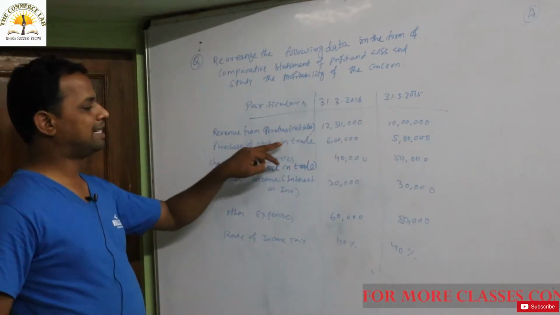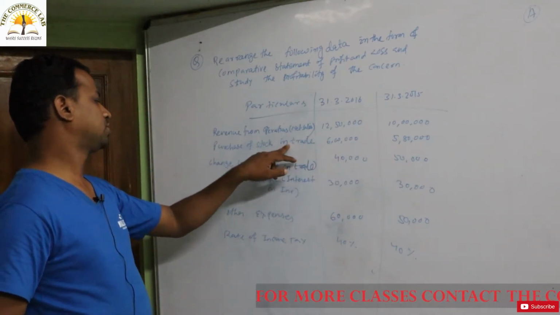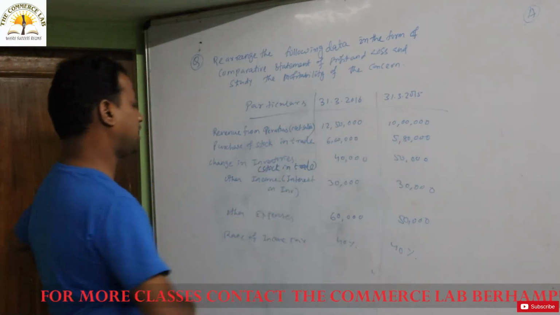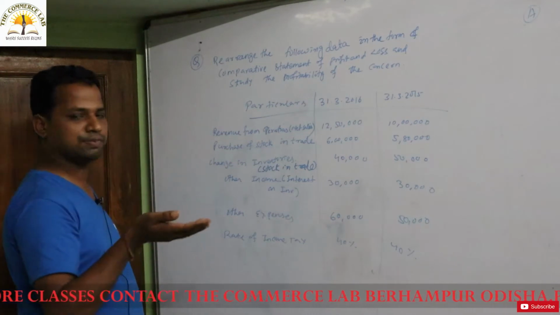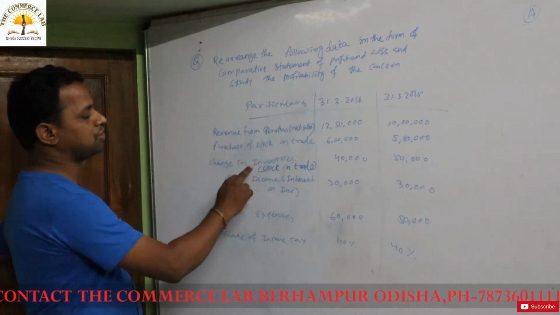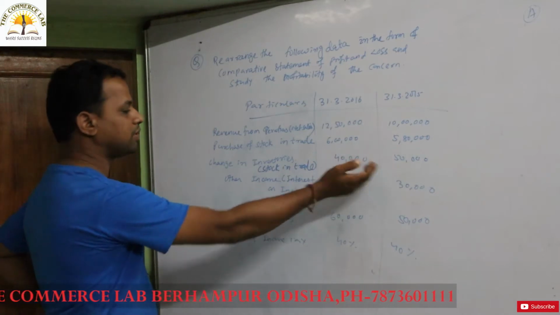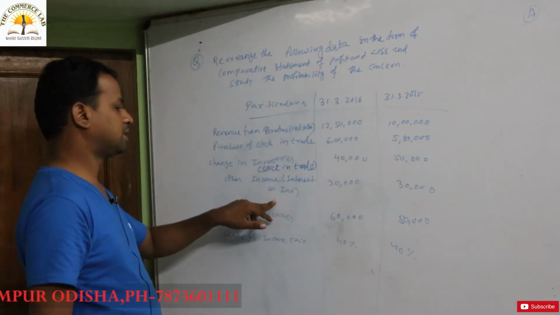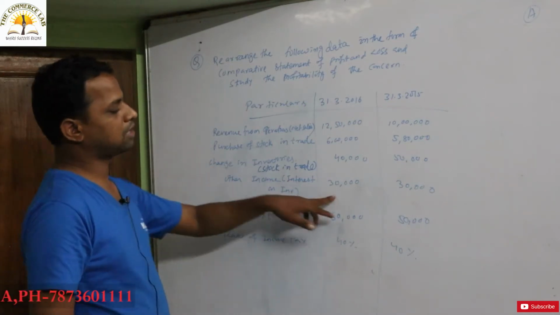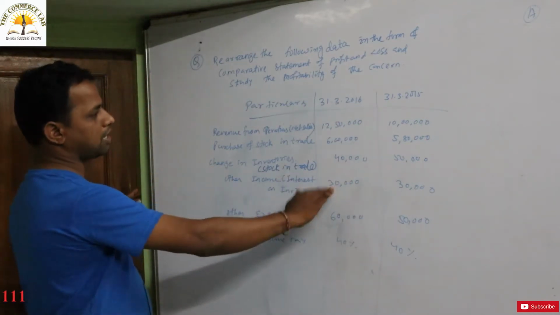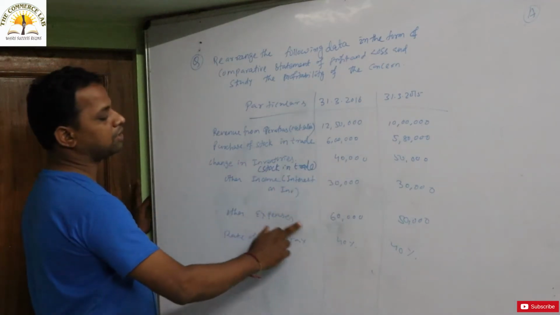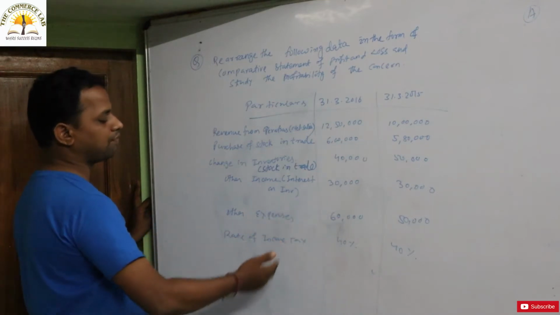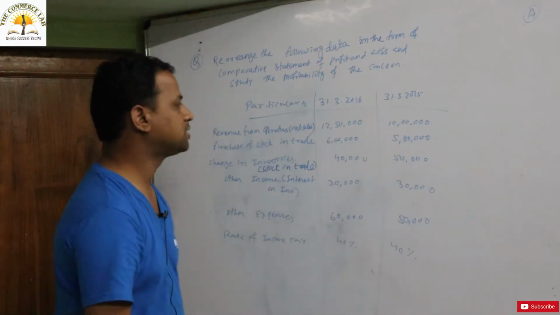Then purchase of stock in trade, that is 6 lakh and 5,80,000, that is when you are purchasing, that is expenditure. Then change in inventory, stock in trade, that is 40,000, 50,000, that is also expenditure. Then other income, that is interest on investment, that is revenue, we can say, that is 30,000 in both years, current year and previous year, that remains constant. Other expenses, that is 60,000 and 50,000, that is some change. Rate of income tax for both the years is 40% and 40%.